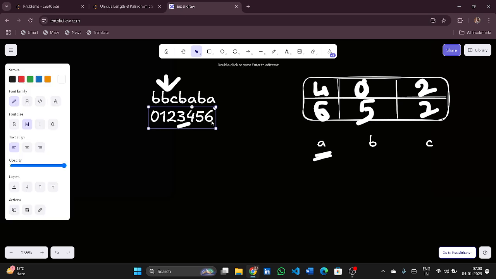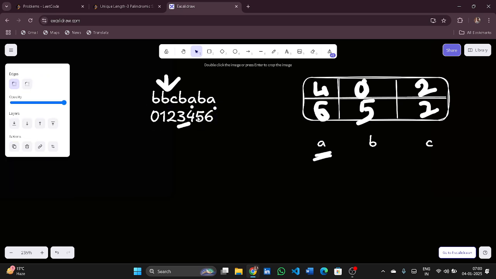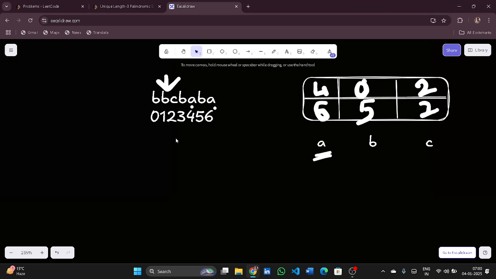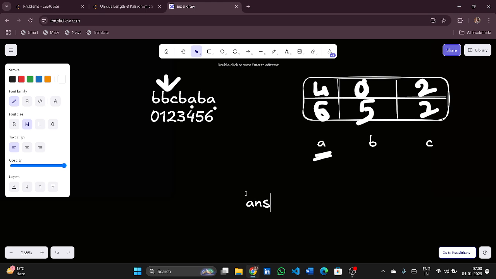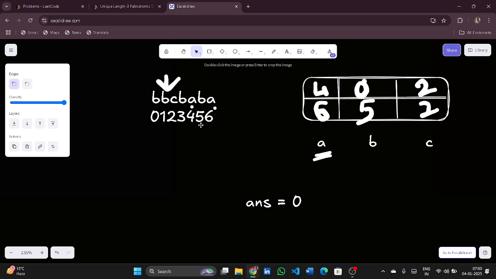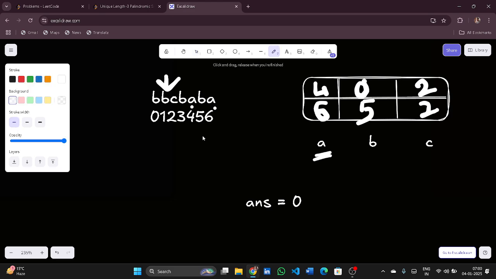The number of distinct characters between these is only 1. So let me write the answer over here. Answer is equal to, initially, 0. Now the number of distinct characters here is only 1. I will be counting that with an unordered set. So I will change it to 1.